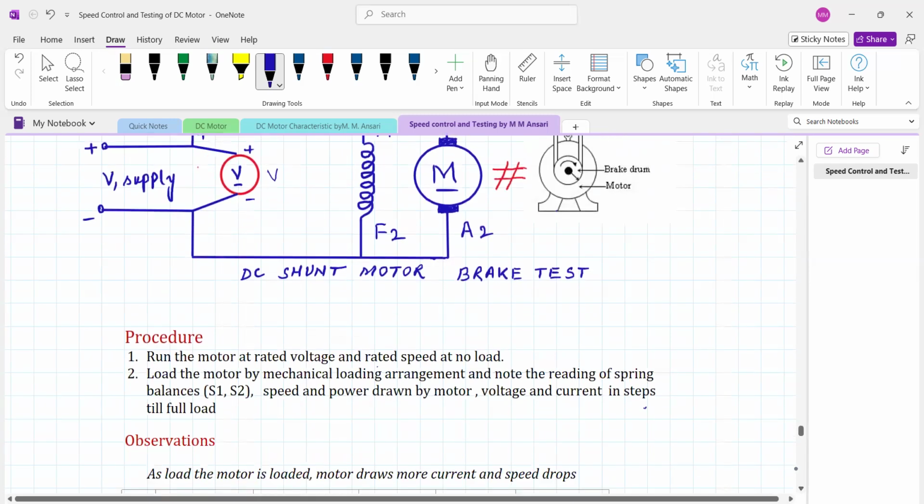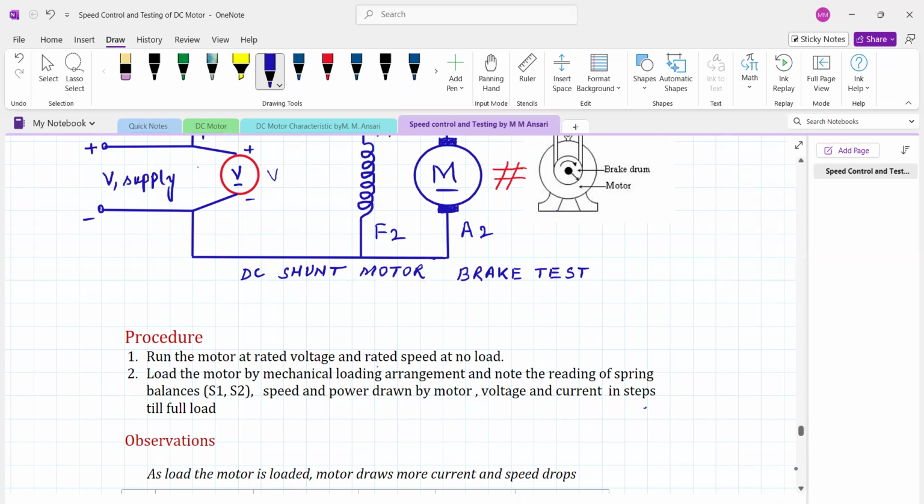Now procedure, first of all, run the motor at the rated voltage at rated speed at no load condition, whatever the rated speed is given on the nameplate. The nameplate reading is always the rated value, like applied voltage, rated current, the current drawn by motor at full load condition, what is the power output, either it is mentioned in the kilowatt or HP, what is the rated speed, and so on. A type of insulation, class A, class C insulations are there.